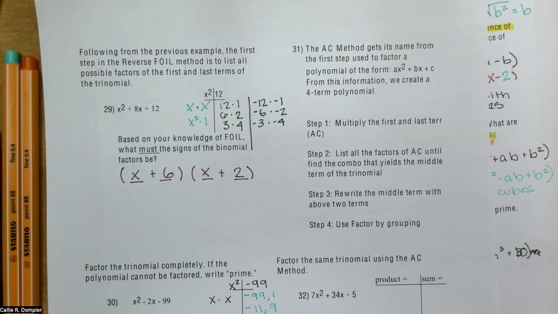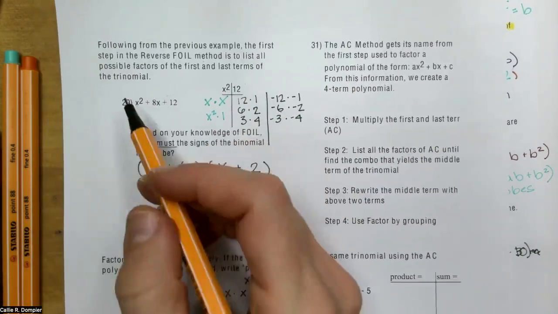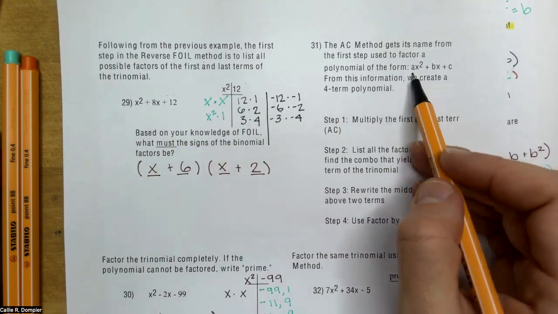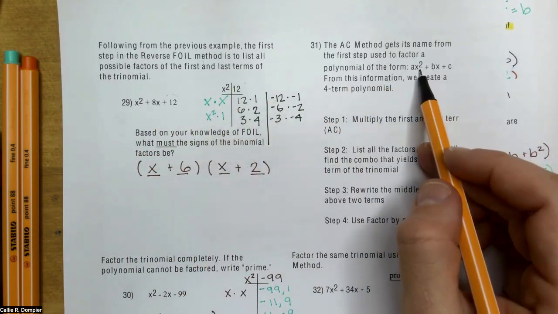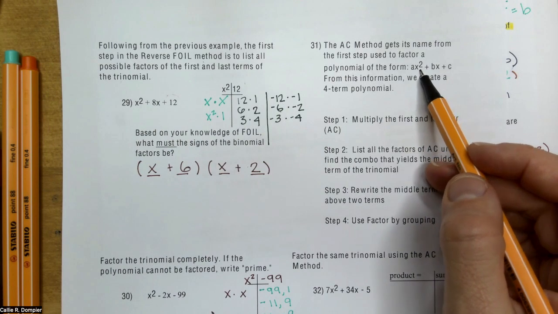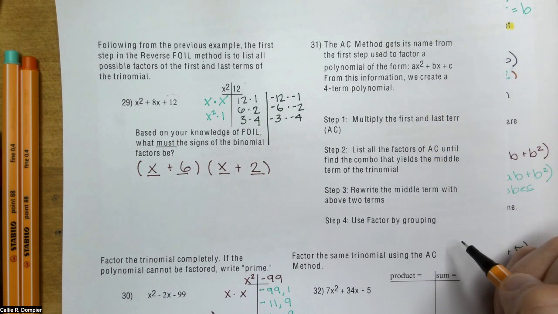Now, for the AC method, it comes from the first step used to factor a polynomial of the form ax squared plus bx plus c. So from this information, we create a four-term polynomial. So the reverse FOIL method, you're listing out the factors and you're deciding where to put them. This works if a, right, ax squared, if a is 1, we use the reverse FOIL method. If a is not 1, if a is a number, you're going to use the AC method, and then you'll factor by grouping, okay?